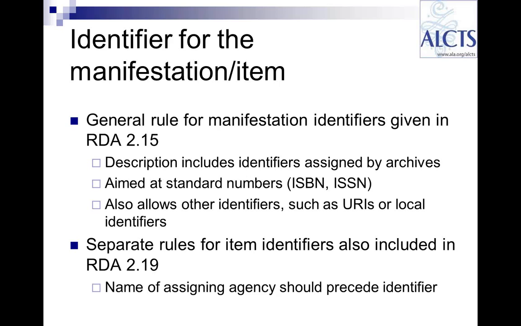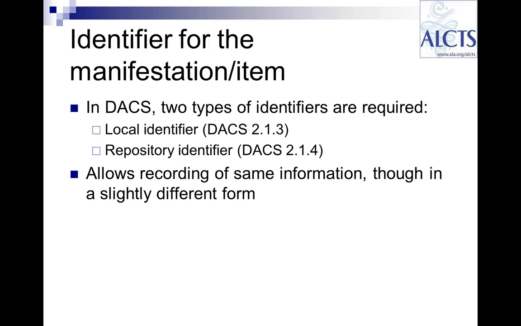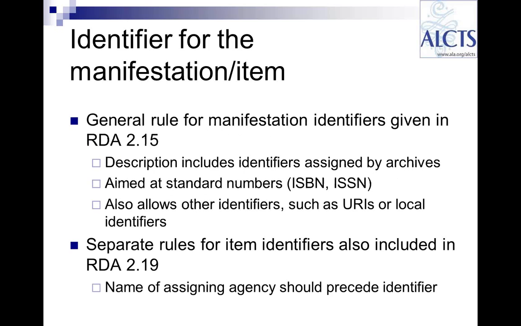Archival materials, again, often only exist in one aggregation, and so they won't have that sort of standard number. RDA provides separate rules, though, in 2.19 for identifiers specific to a particular item. And so looking at the rules in that section, it requires basically that the name of the repository be recorded as well as the local identifier.